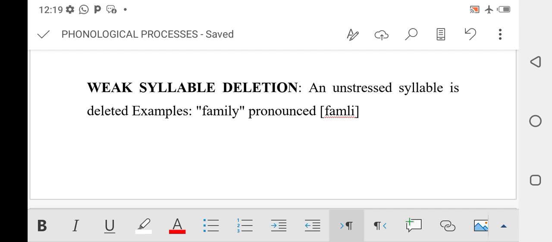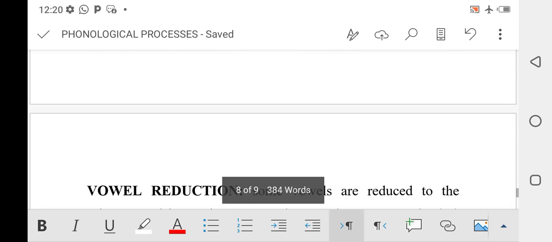Now weak syllable deletion says that the weakest syllable's syllabic feature, which is the vowel sound, is deleted. So when we delete that schwa sound that should have represented the I in family, the pronunciation becomes "famly". So when you hear it, it looks like there is the full word, but it is not; there is a weak syllable that has been deleted. So that is another phonological process.